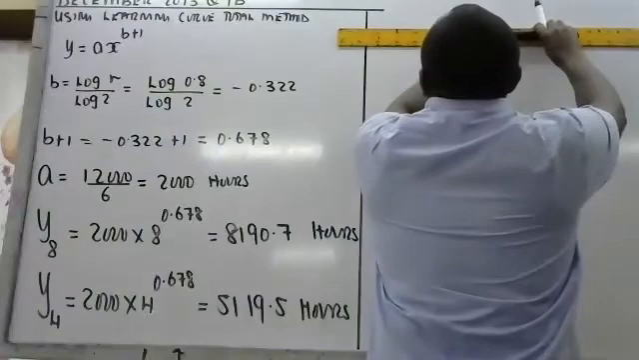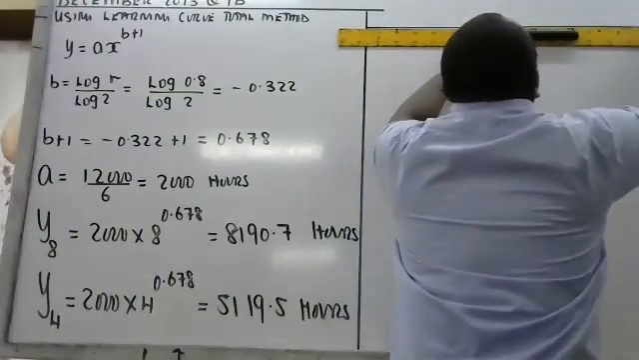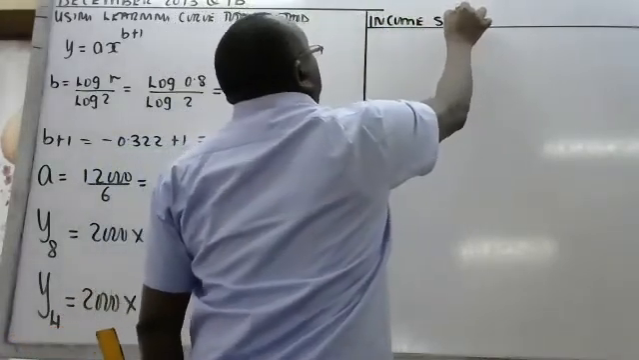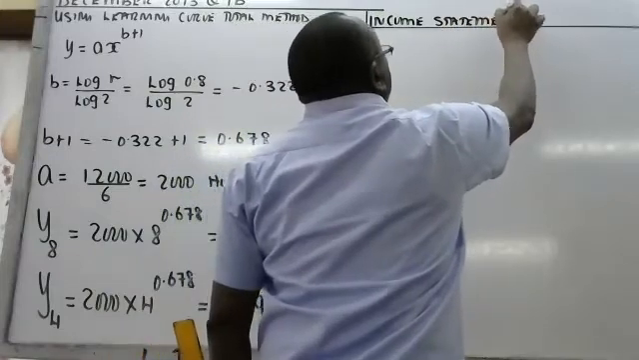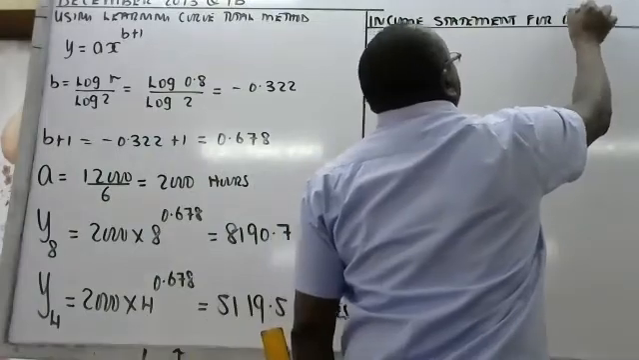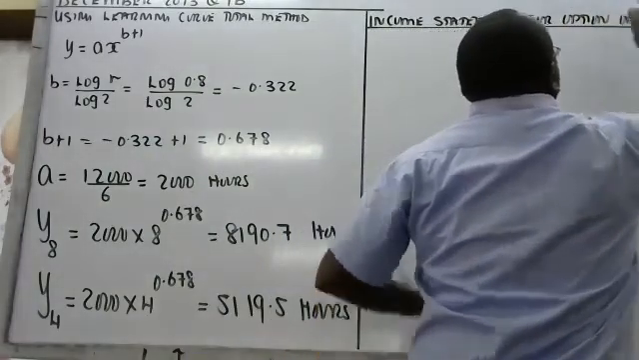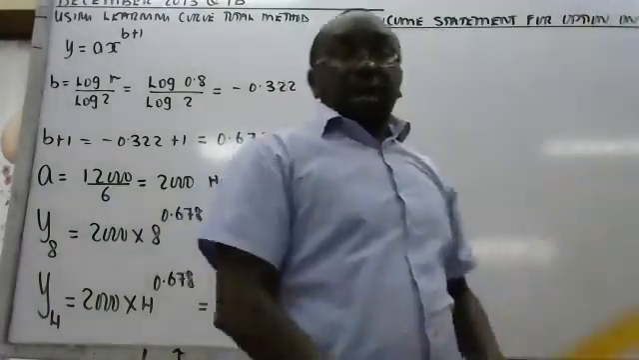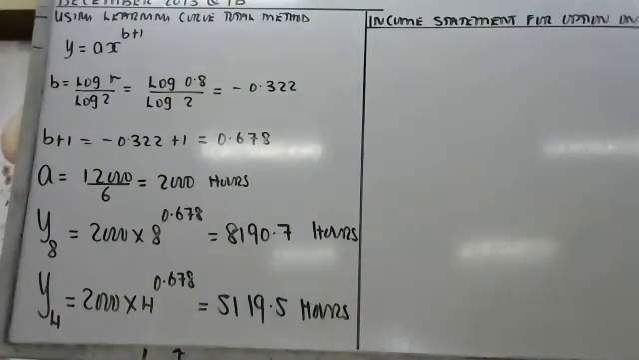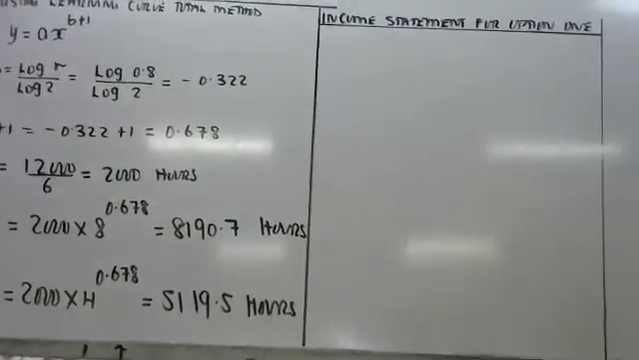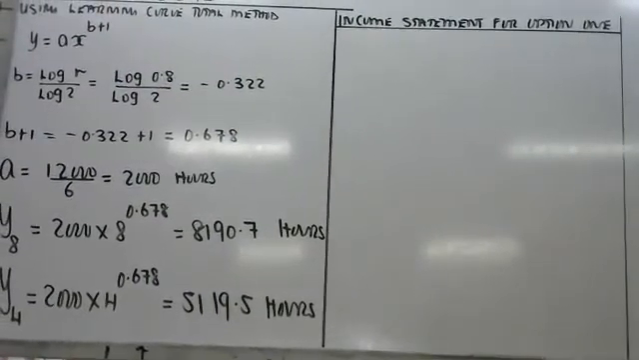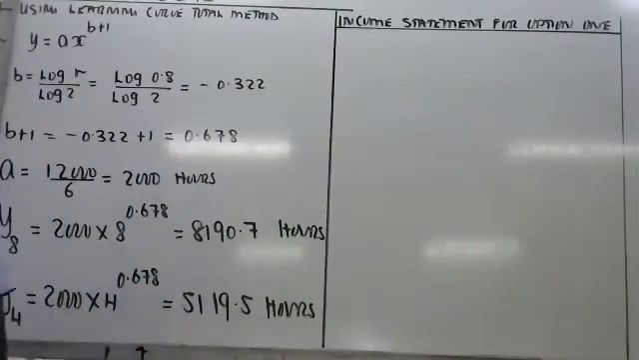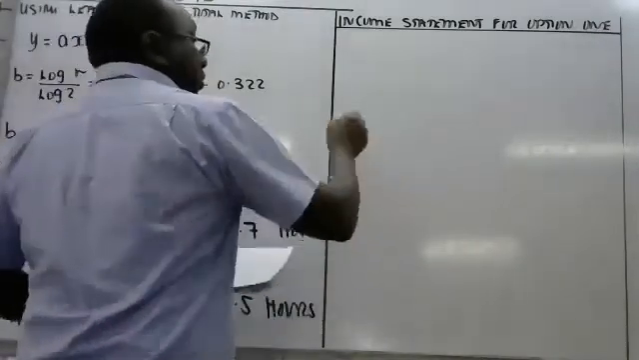So let's do now the income statement for option 1. The income statement will be drawn like this.